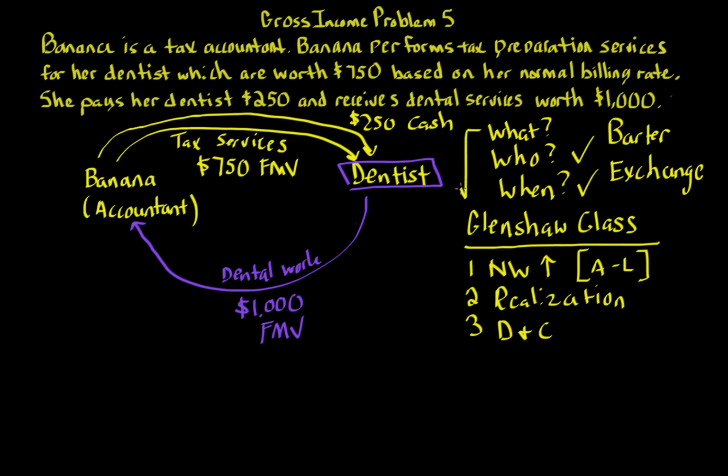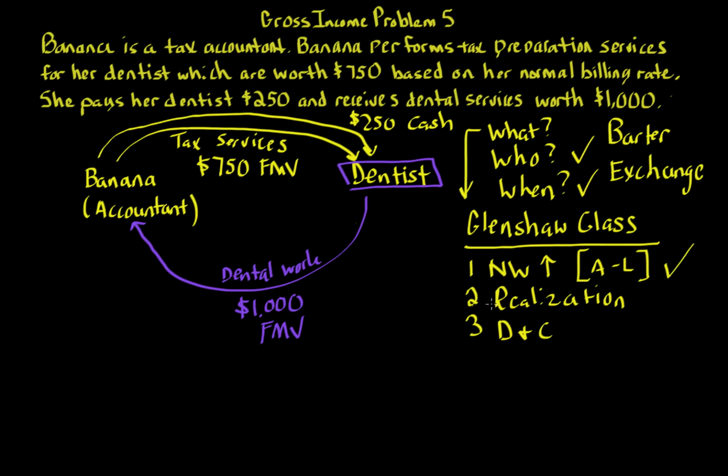And then what? Well, it's easy to see that banana gets some dental services. So does banana's net worth go up? You're thinking, are services considered an asset? The idea here is you're looking at either assets going up or liabilities going down. If banana had to pay the dentist $1,000 cash for the dental services, what would happen to the assets? Assets would go down, right? If you think about it, asset being cash, banana has to pay $1,000 cash, so it goes down.